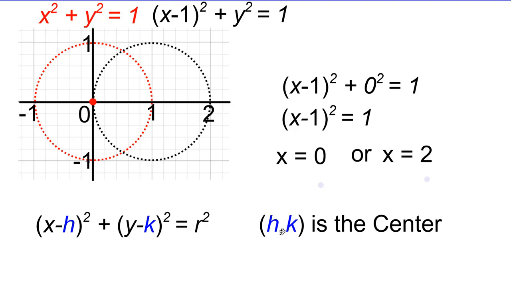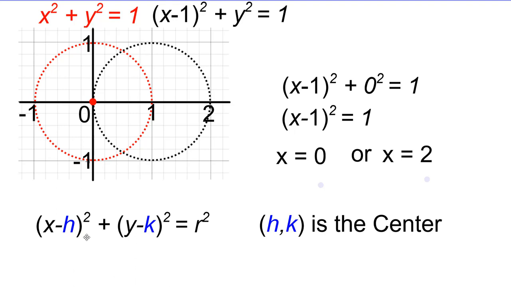the center. Now, why they chose h and k? They're just two letters that are paired next to each other in the alphabet, and they weren't being used for any other parameters, so those are the two that we picked. I don't know of any other explanation for why they're paired together.